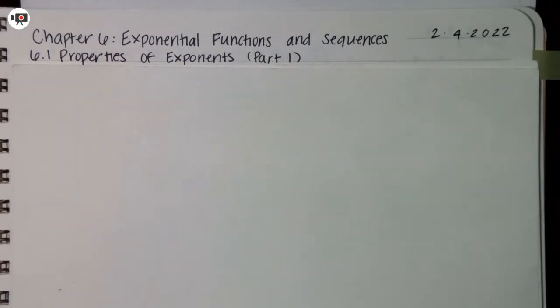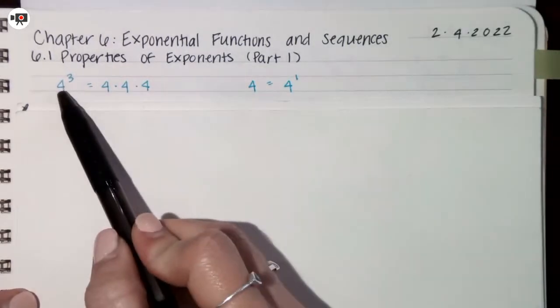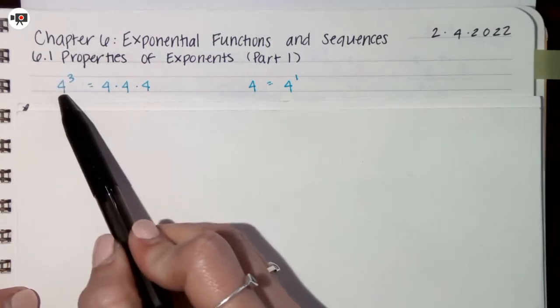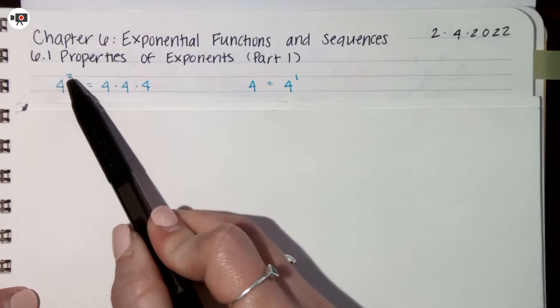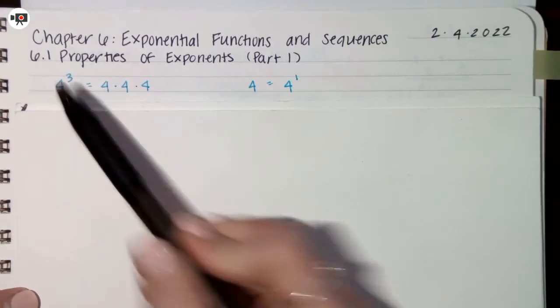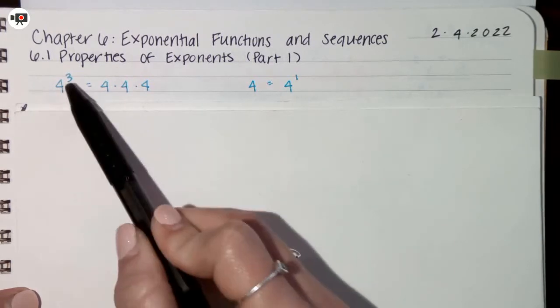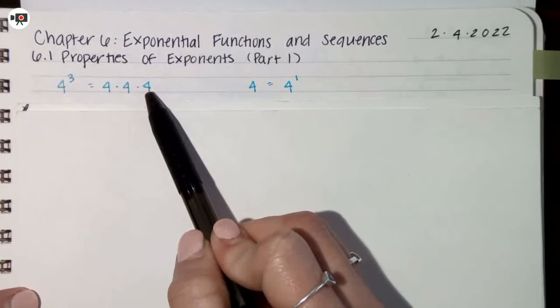This is Chapter 6, all about exponential functions and sequences. And this is specifically 6.1, Properties of Exponents, Part 1. So we know exponents are where I have a base, and an exponent is this small number that's raised. This number that's raised means how many times the base is being repeated, or multiplied by itself. So if I have 4 to the third power, that means 4 times 4 times 4.